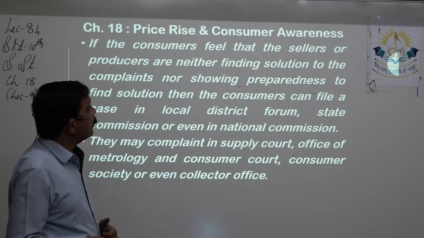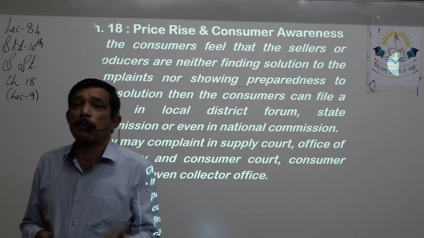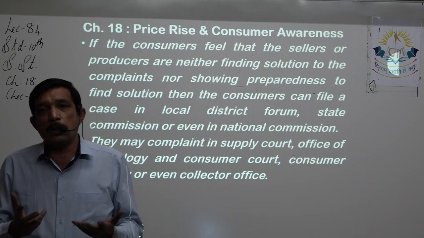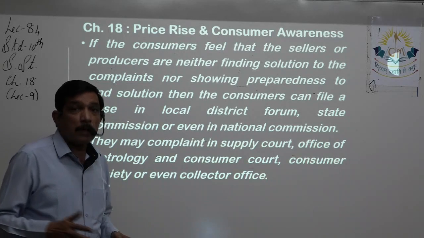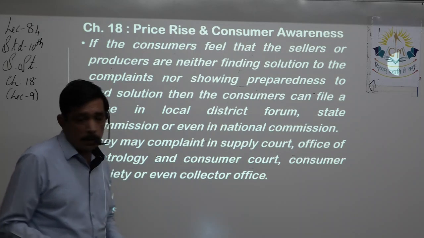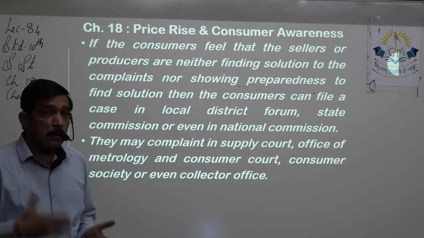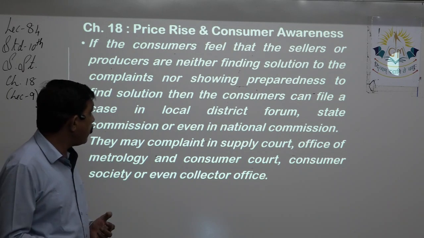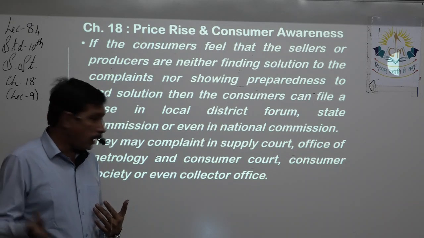If the consumers feel that the sellers or producers are not finding a solution, and say, yes, we have approached several times but we did not have any solution, then we do not have any other option other than going to the court. So, if the complaints are not showing preparedness to find a solution, the consumer may file a complaint at the local district forum. Yes, of course, we have learned that below 20 lakh, you should approach the district level, then the State Commission or National Commission as per the requirement of the case.